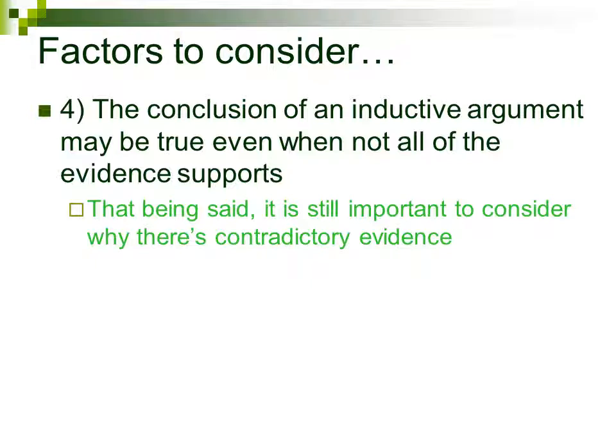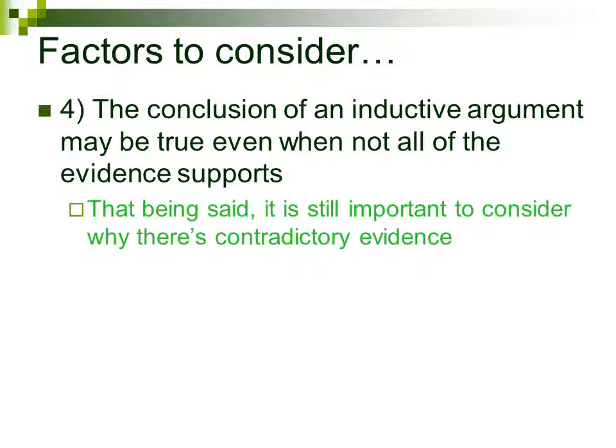That being said, it is still important to consider why there's contradictory evidence. We still want to know why some studies found no improvement in teaching critical thinking skills. Maybe it's because those studies or programs didn't last long enough. And obviously, if there's enough contradictory evidence, then you might seriously doubt the claim. But overall, a couple pieces of contradictory evidence shouldn't prevent us from accepting an otherwise well-supported claim.